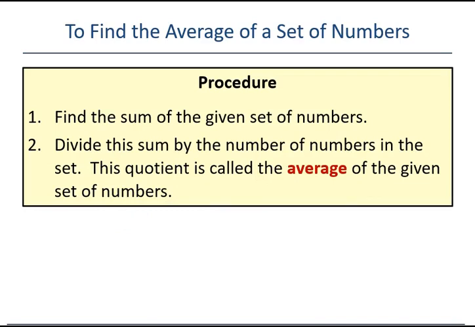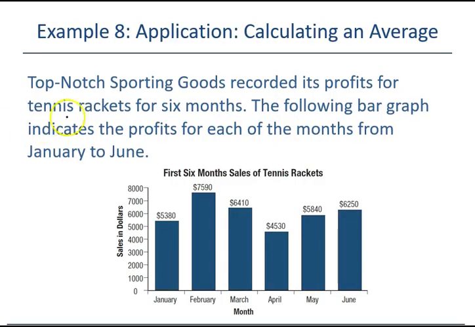So let's take a look at one. Okay, we have Top Notch Sporting Goods, which recorded its profits for tennis rackets for 6 months. The following bar graph indicates the profits for each of the months from January to June. Okay, so look, we got January, we got an amount here, February, and what's good about a bar graph is you can see everything as a picture real quick.